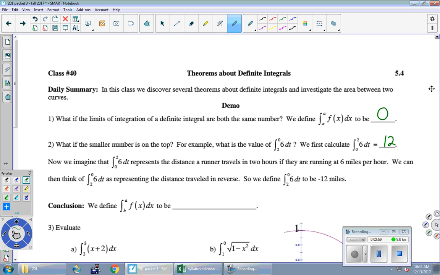But then we can think of this integral from 2 to 0, again, that's the wrong order, as representing the distance traveled in reverse. You just like watching the movie backwards. So you wouldn't say the person traveled 12 miles forward. You would say they traveled 12 miles backward. So what do you think is our value of that thing? Negative 12. That's it.